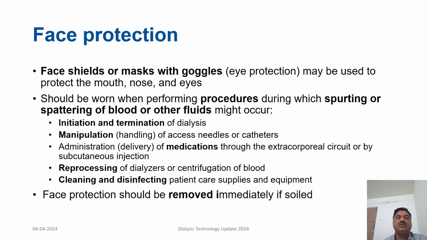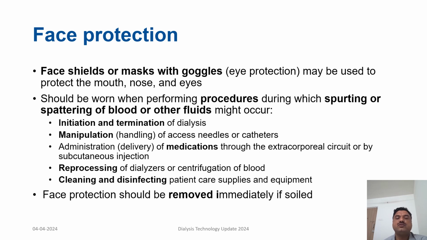The third important part of PPE, or personal protection, is face protection. This can be done with the help of a face shield or a mask with goggles, and they are meant to protect your mouth, nose and eyes.